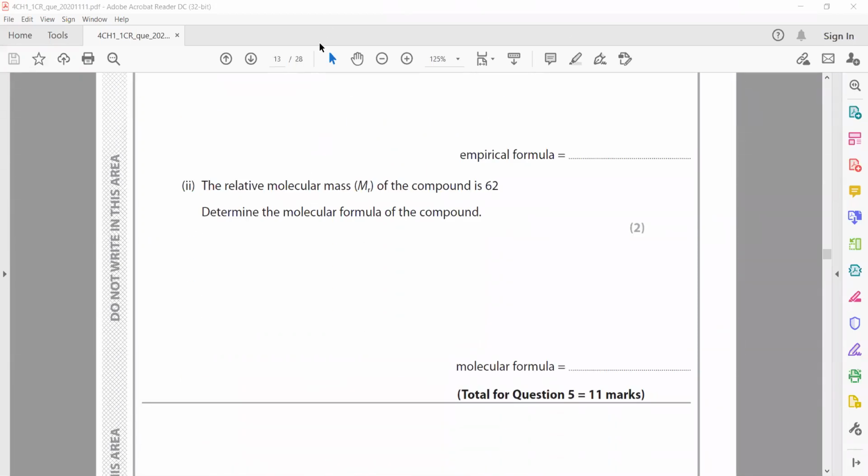Molecular formula, molecular mass. So empirical formula times N is equal to molecular formula. And what is N? N is molecular mass, which is given as 62, divided by empirical mass. Empirical mass from empirical formula CH3O: carbon 12 plus 3 plus 16, so that's 31. So the value of N is equal to 2. If I multiply by 2, C2H6O2.